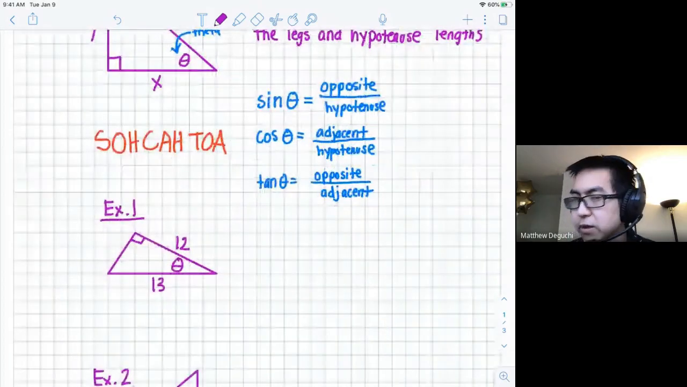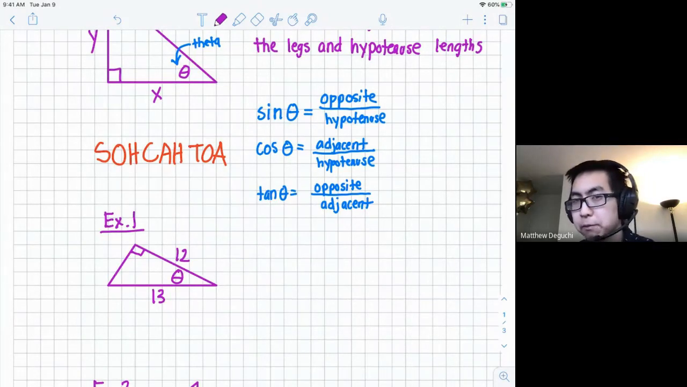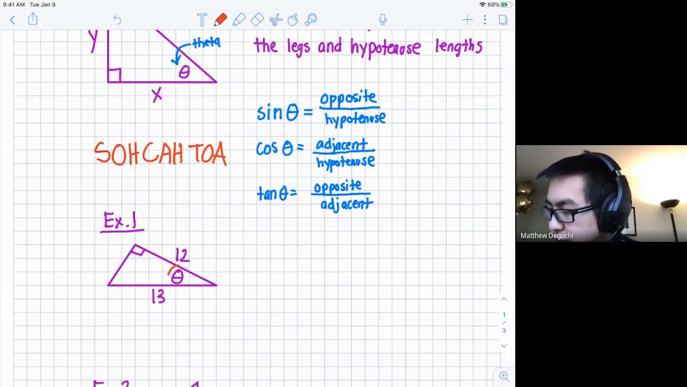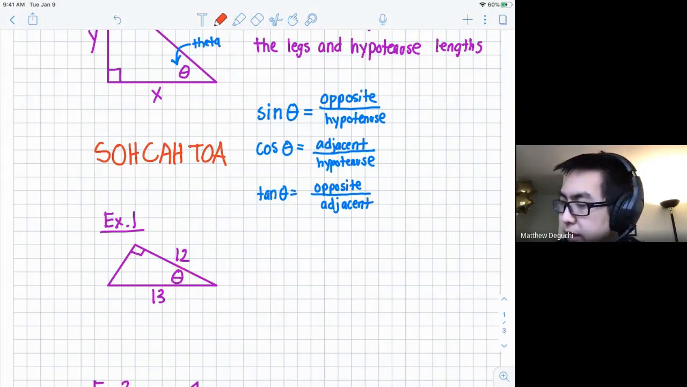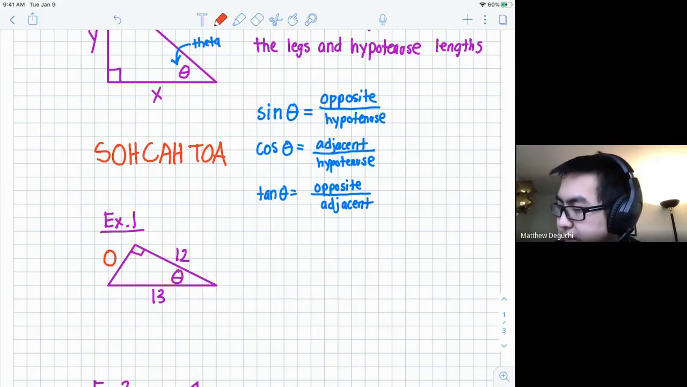So we're going to look at our first one, which is finding an angle measurement. We have to find what that theta value is. Remember, you have to be in the perspective of this angle measurement. In the perspective of that angle, this length right there is the opposite. I'm going to label everything. This length right here is the adjacent side, which means right next to. And this one right here, 13, is always opposite of the 90-degree angle. This is the hypotenuse.